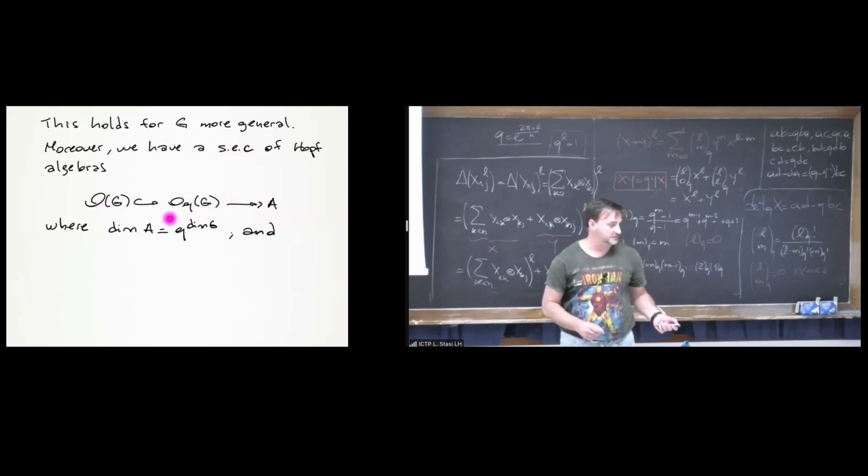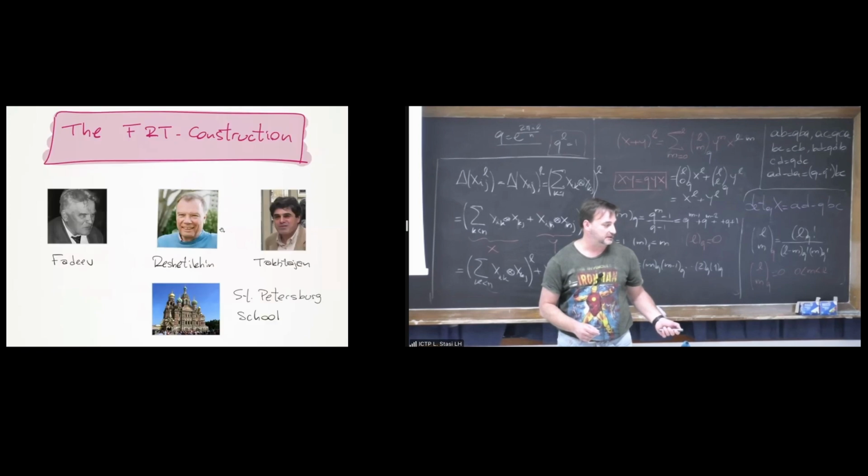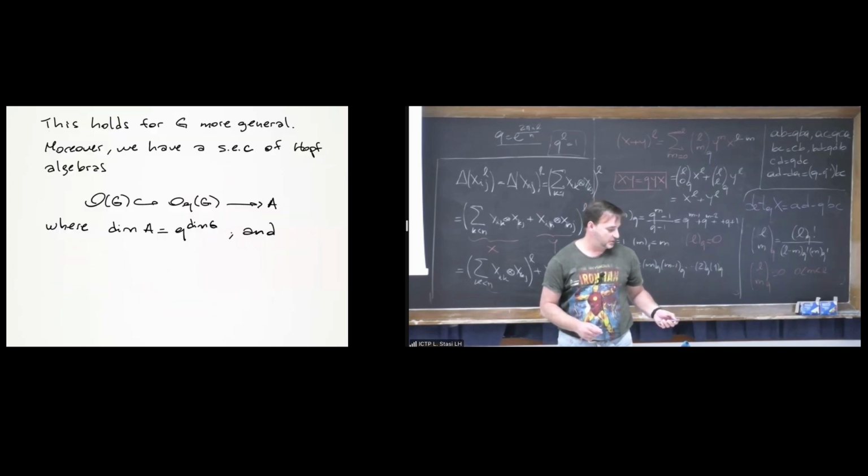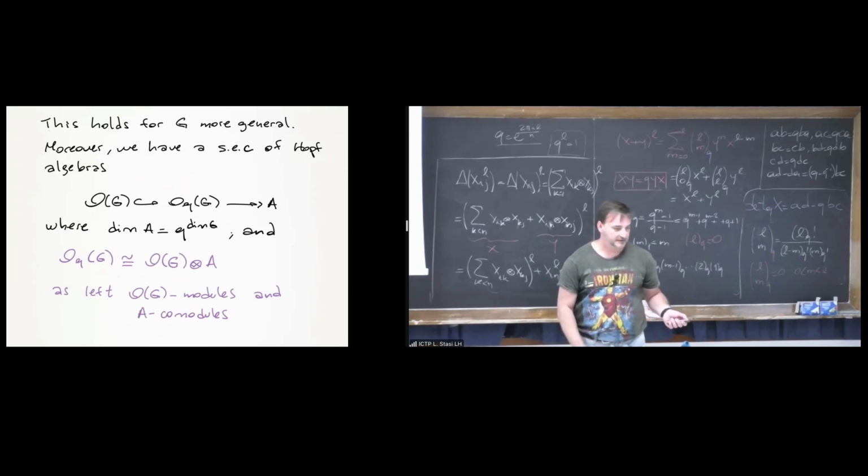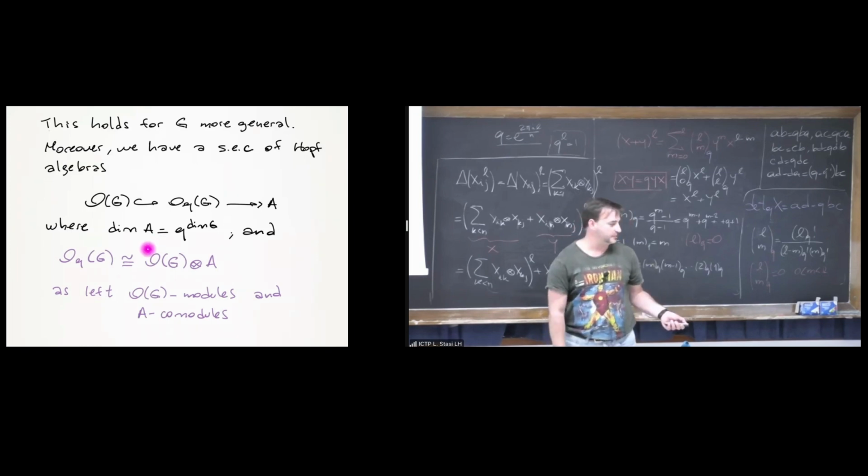For example, this situation is very nice when one studies representation theory and things like that. We can reduce all the problems in here to knowing the problems here and here. Actually, as vector spaces, the quantum group is the tensor product of the classical thing and this A. I'm going to talk about this A in the last lecture. And this is not only as vector spaces, it has the structure of modules and comodules, okay?